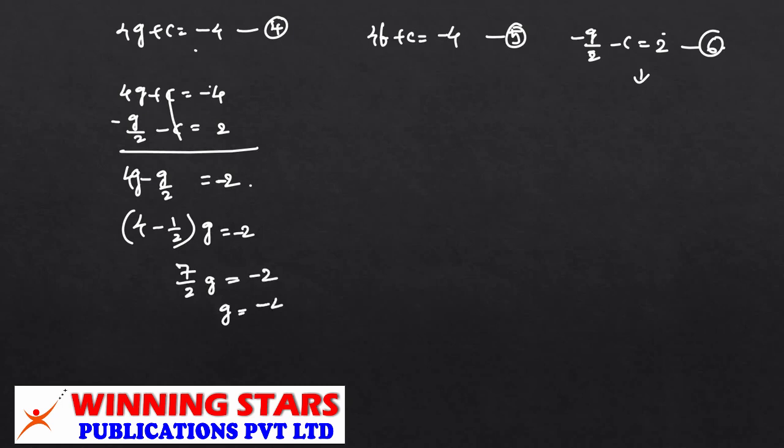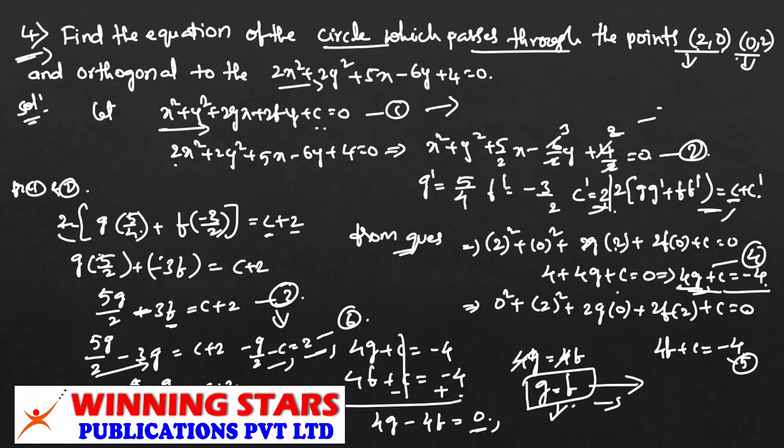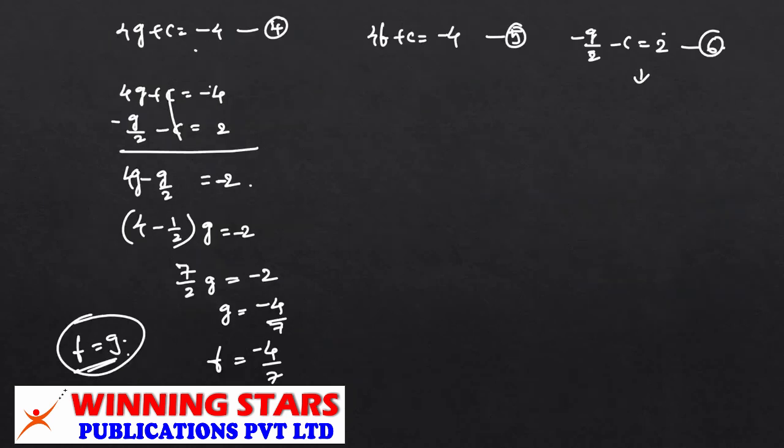So g is equal to minus 4 by 7. So f is also minus 4 by 7, where f is equal to g, no. So we got this one. In the previous one, g is equal to f. Okay, so now what we have to find? c also we have to find.